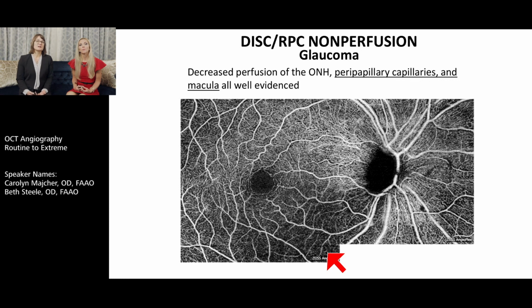So what we're looking at is loss of the radial peripapillary capillaries around the disc, and this is going to be a vascular supply that originates from the central retinal artery. It's a very superficial blood supply that feeds the RNFL. And this is conventionally something that we are not able to visualize with dye-based fluorescein angiography. So in itself, this has many clinical implications.